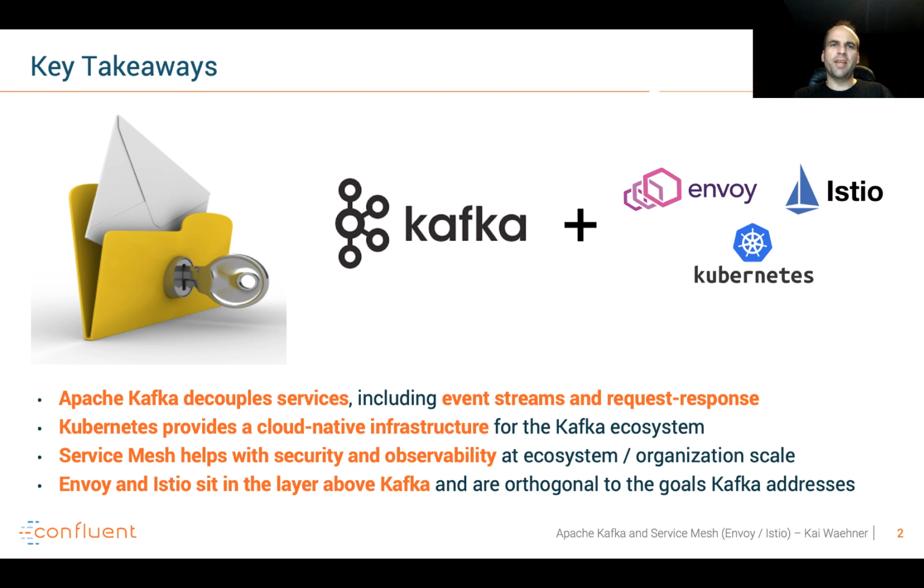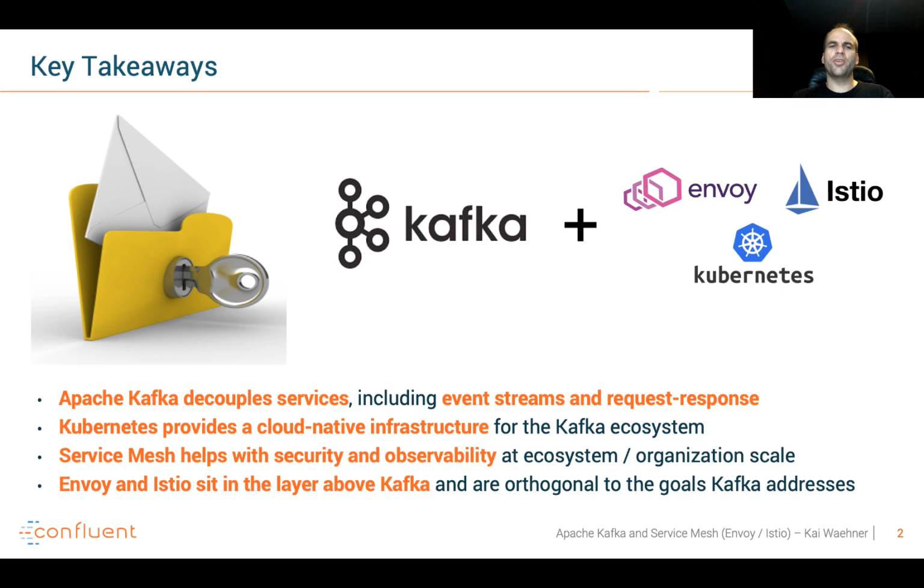Let's begin with the key takeaways for this session. Apache Kafka decouples independent microservices. This includes event streams, but also request response and other communication paradigms. Kubernetes provides a cloud-native infrastructure on top of Apache Kafka. So with this combination, it's really powerful and you can build a scalable, elastic and agile platform for your microservice architecture, both for the server and for the client side.